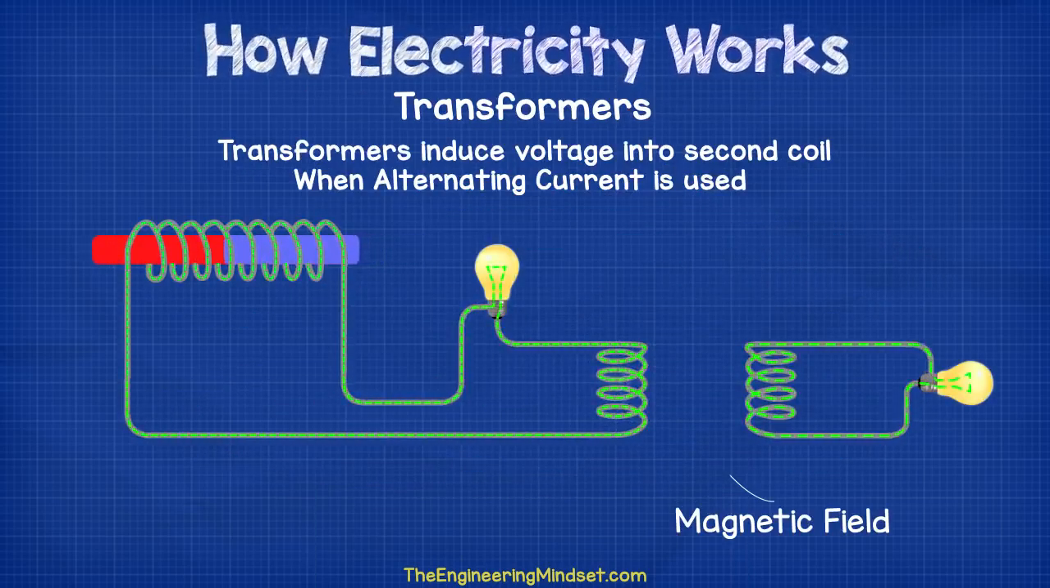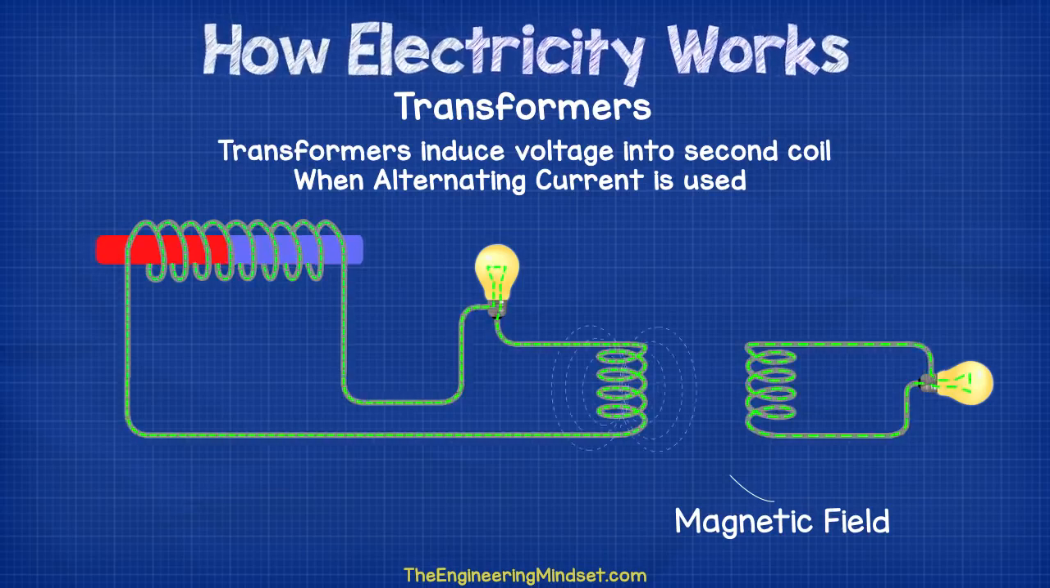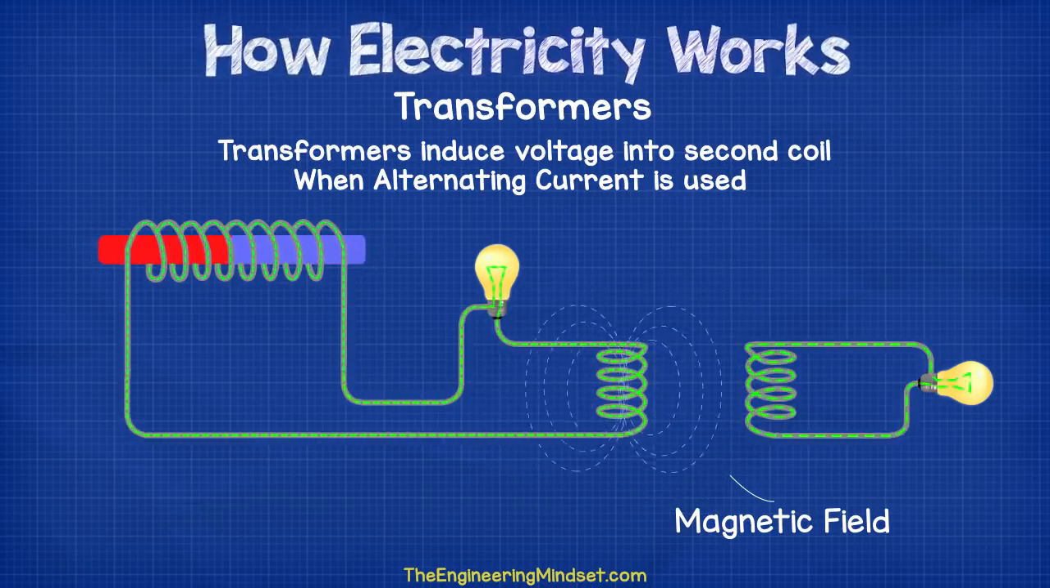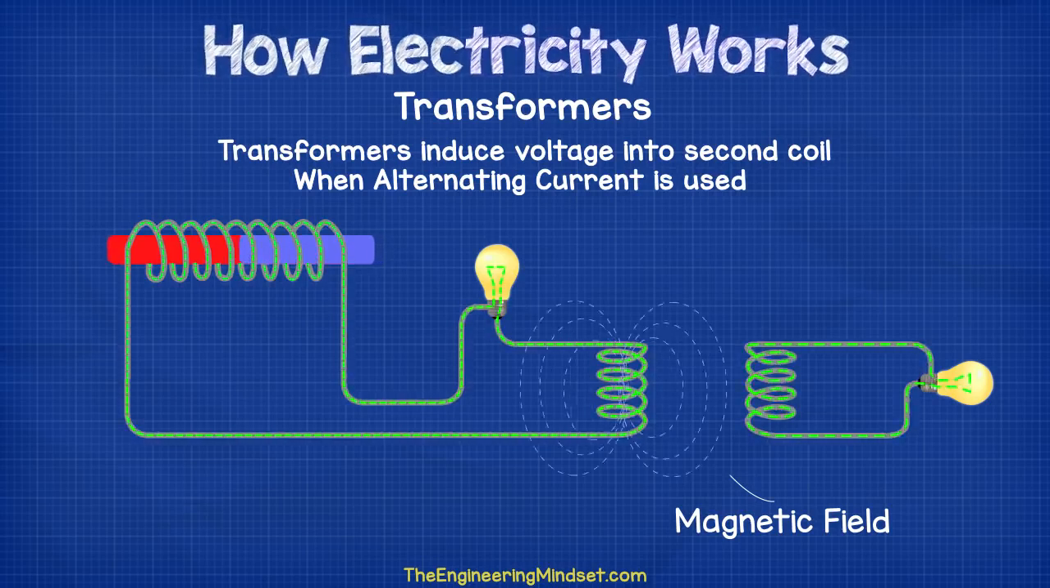Transformer. Now we can combine all of the aspects that we've just covered, and when we do so we'll see that we can use one coil to generate electricity, and then place two other coils in very close proximity to each other but not touching, and this will create a transformer. The transformer will induce a voltage from the first or primary coil over into the secondary coil, and this will force electrons to flow if the coil on the secondary side has a closed circuit.